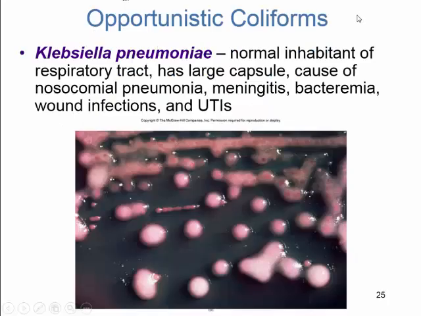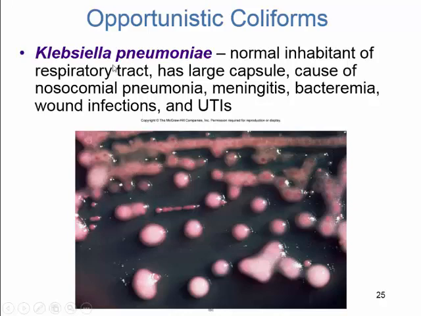And so opportunistic coliforms, such as Klebsiella pneumoniae, this guy is a normal inhabitant of the respiratory tract. Again, just as a quick reminder, coliform means that it can ferment lactose. So you can see here, this is an EMB plate. This bacteria is turning pink because it can ferment lactose.